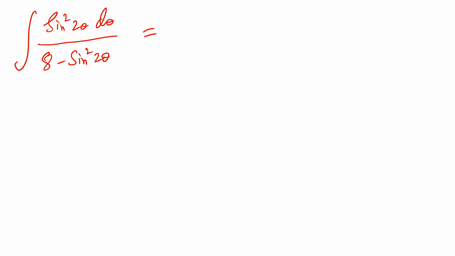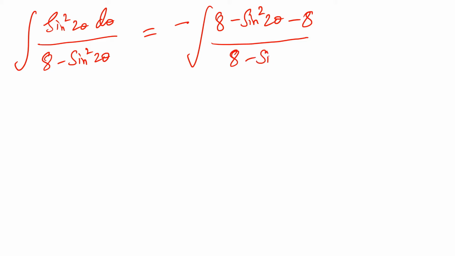Now we had the expression as sine square 2 theta d theta divided upon 8 minus sine square 2 theta. Fine. To solve it, what we can do, we can take minus out like this, and here we have minus sine square 2 theta, add 8 and subtract 8. Why? Because I want to divide it by the denominator.